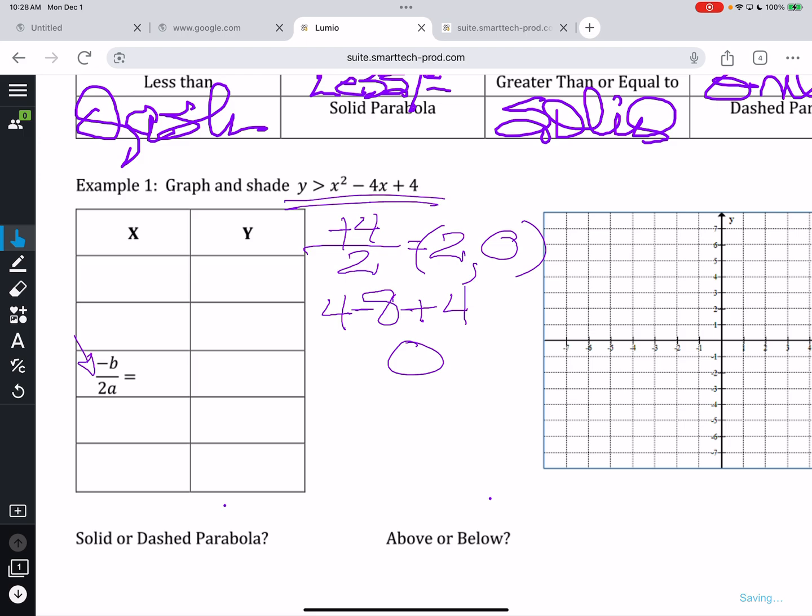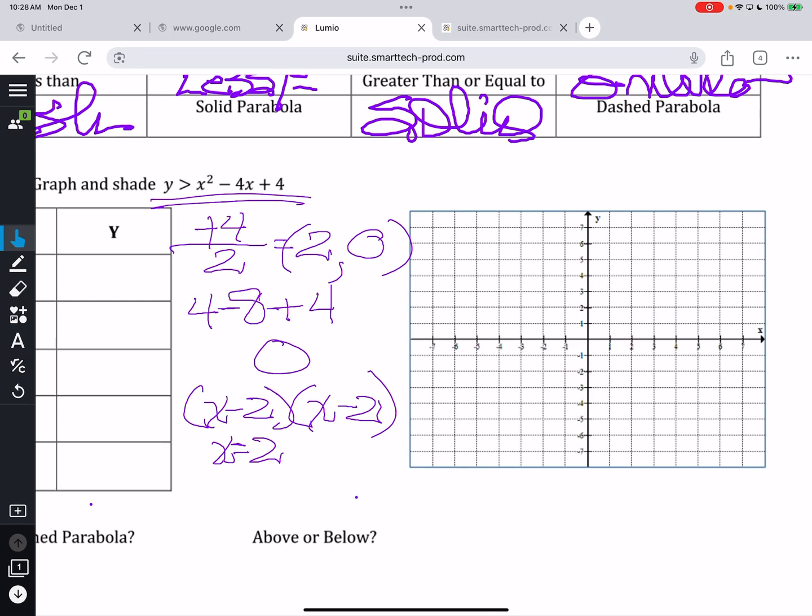vertex. Now, notice, y'all, if you had factored that just to check your work on it, you would have gotten x minus 2, x minus 2, and you would have had, again, x equals 2. That's another way to just kind of check to see if it's working for you. Still have, the root is 2. So we're going to run over here, and we're going to plot at 2, 0. And then we're going to graph.